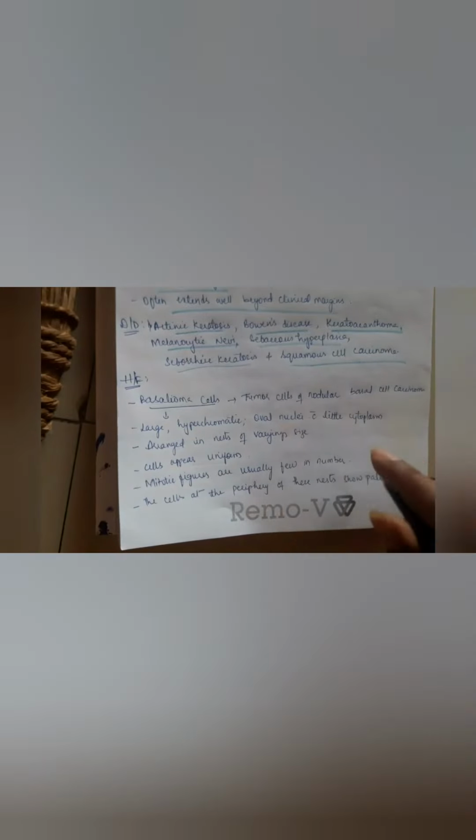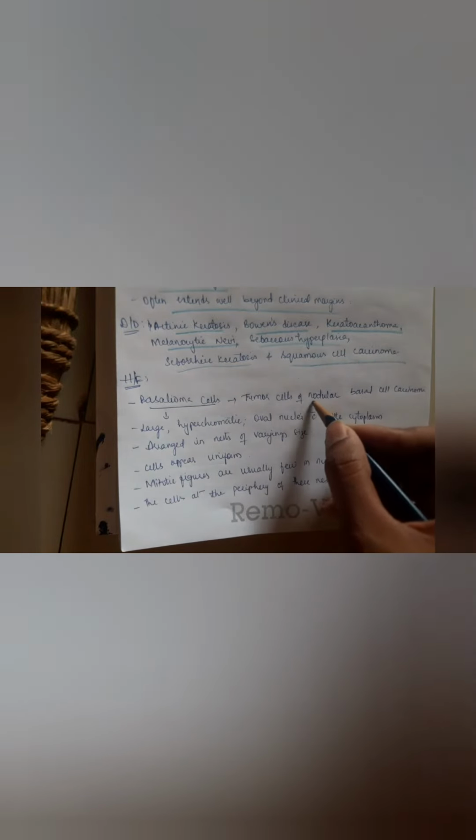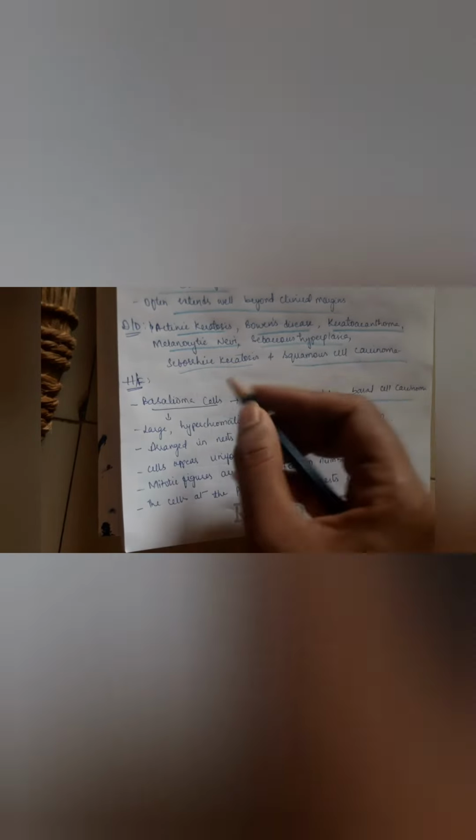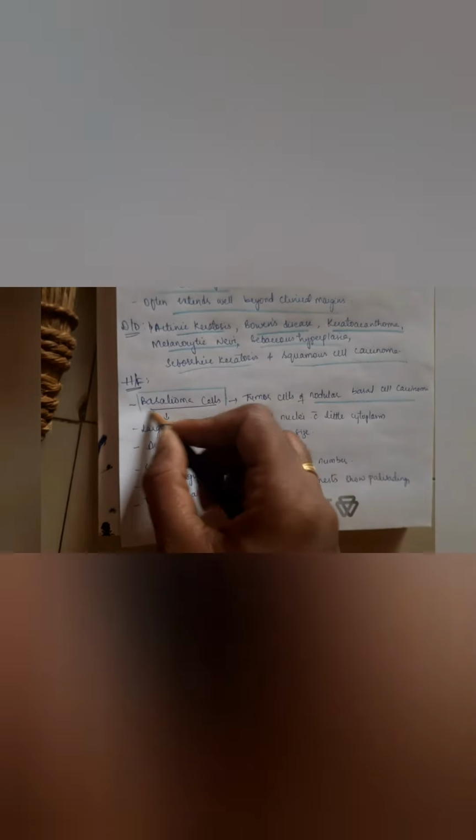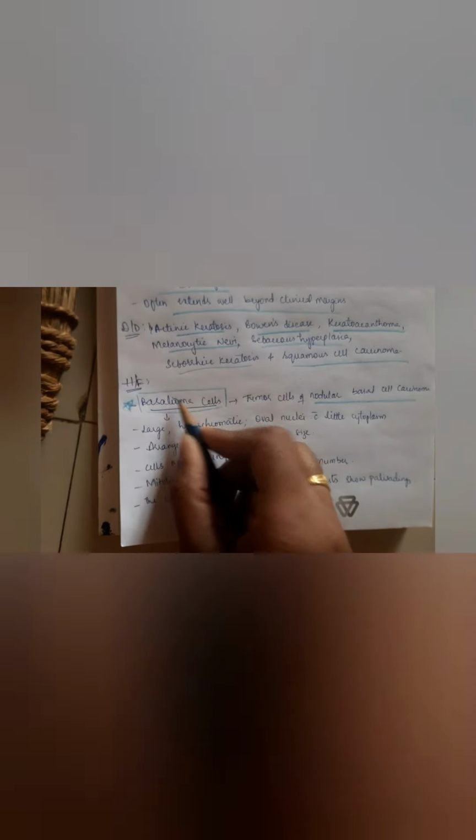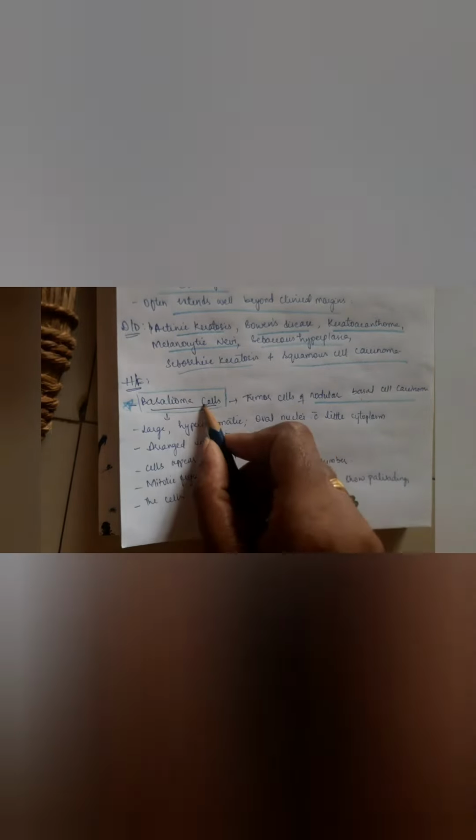Coming to the histological features, the tumor cells of nodular basal cell carcinoma are classically known as the basilioma cells. Remember this point: basilioma cells are present in the nodular basal cell carcinoma. These basilioma cells are large, hyperchromatic, oval nuclei with little cytoplasm, and are arranged in nests of varying sizes. The cells appear uniform, mitotic figures are usually few in number, and the cells at the periphery of these nests show a palisading pattern.